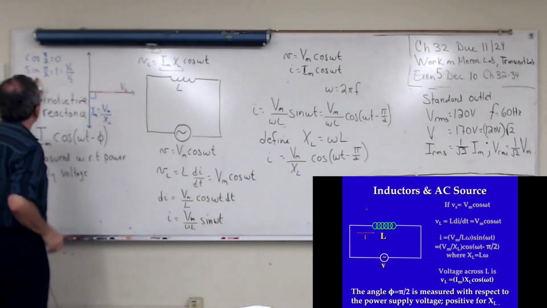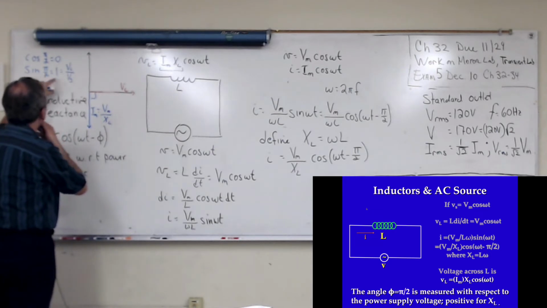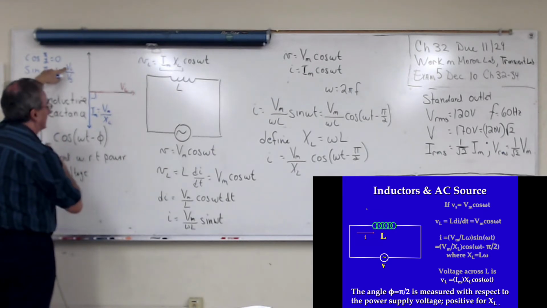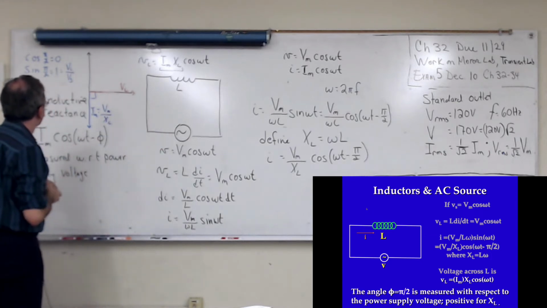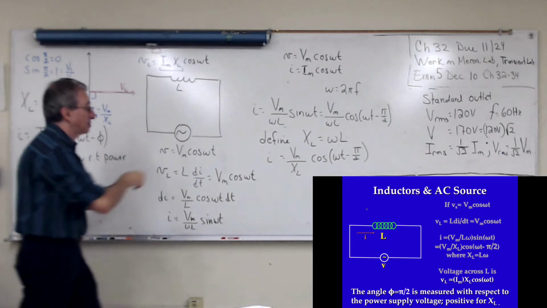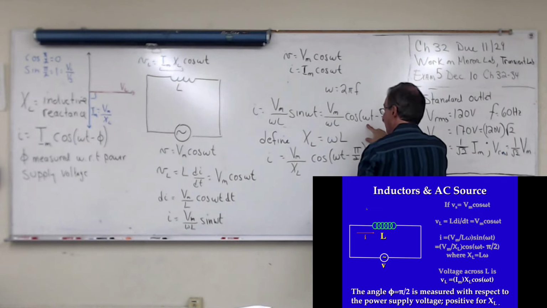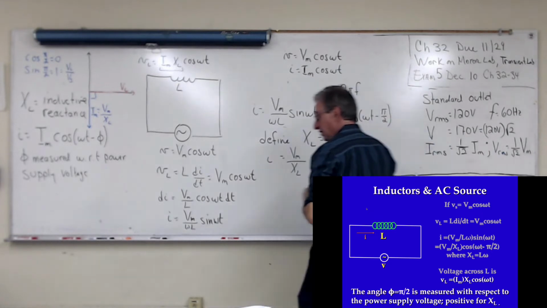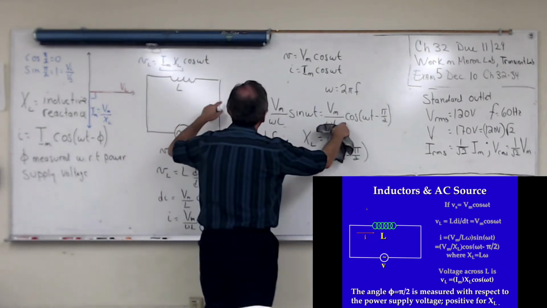But then, how do I write down phi? Well, it's got to be the voltage across the inductor divided by the power supply voltage. And what if I expanded this? Because you were concerned about how I got from here to here.